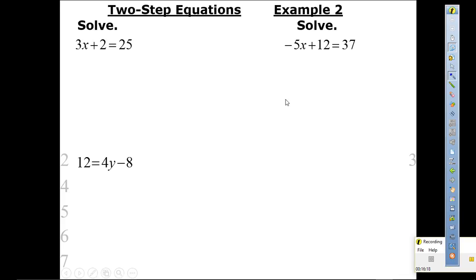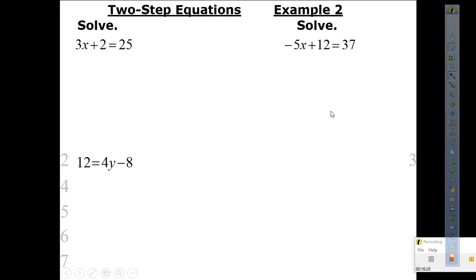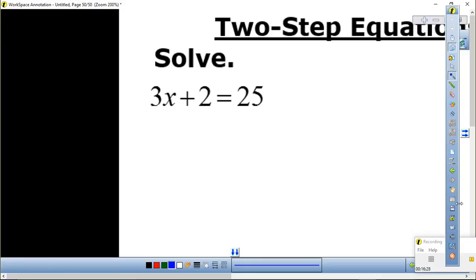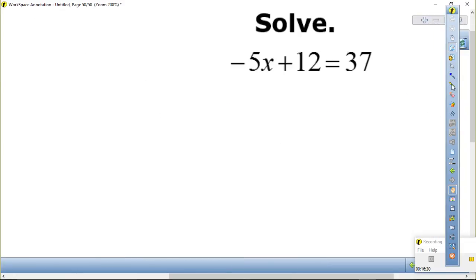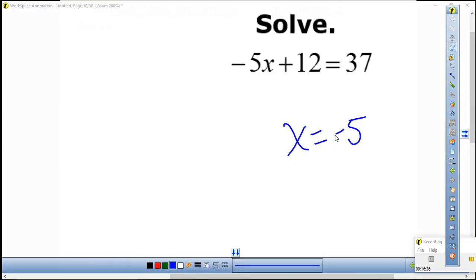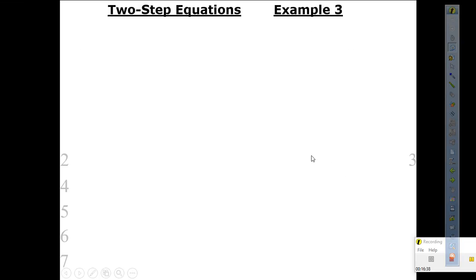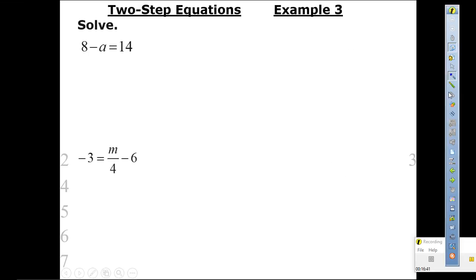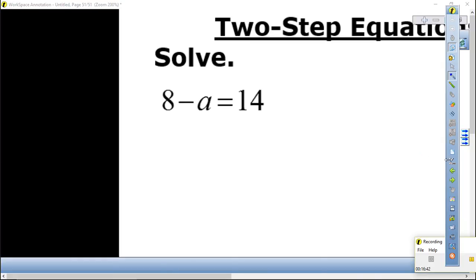Tanya, what'd you get? I got x equals 5. Hands up if you got x equals negative 5. That is correct. Okay, we're done with these. Now we're moving on to this kind. Example 3Q, copy this one.